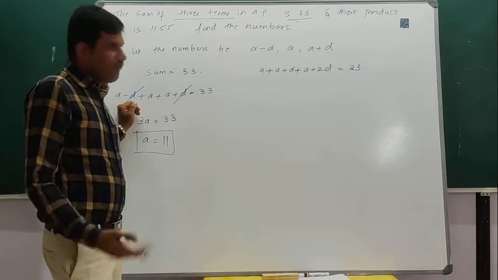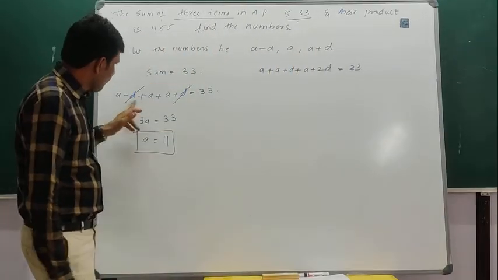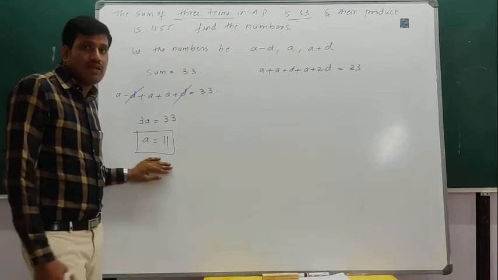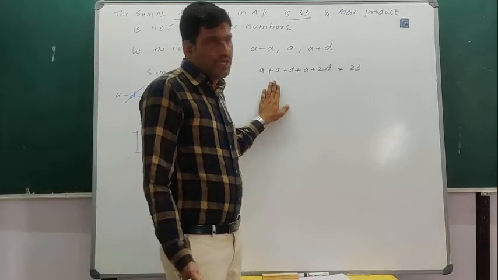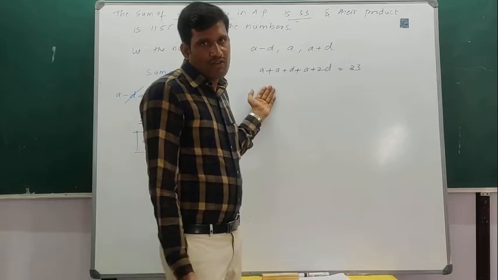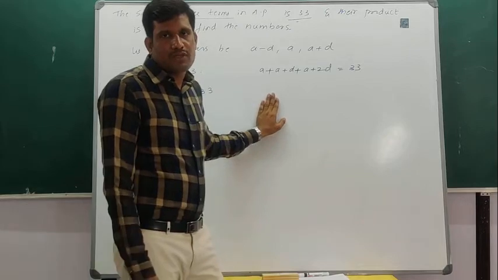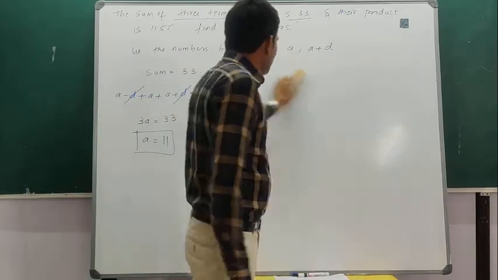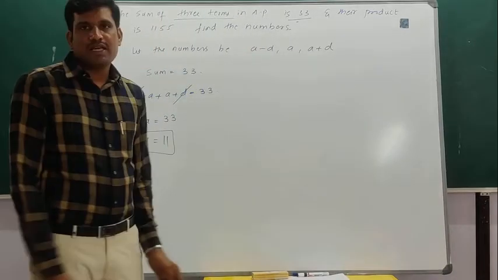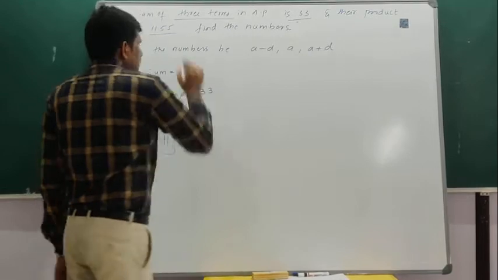Understood, friends? If we take the numbers as a minus d, a and a plus d, in the first step itself d will get cancelled and we get the value of a. But if we take the numbers as a, a plus d and a plus 2d, neither a nor d will get cancelled. Therefore, the computation will become more lengthier. That is the reason why we are taking the numbers as a minus d, a and a plus d.